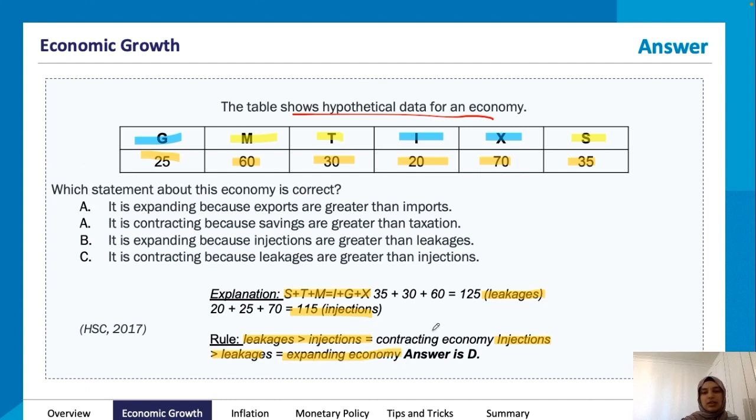And so if that was the case, which it is not here, sorry. So it is contracting because we've got 125 of leakages, which outweighs the 115 in injections. Again, more leakages than injections, so it's a contracting economy. So it is contracting because leakages are greater than injections, and that would be the answer. So hopefully that's making sense. So that's from the 2017 HSC paper. So you can see that these are the types of questions that you will be asked in the paper.